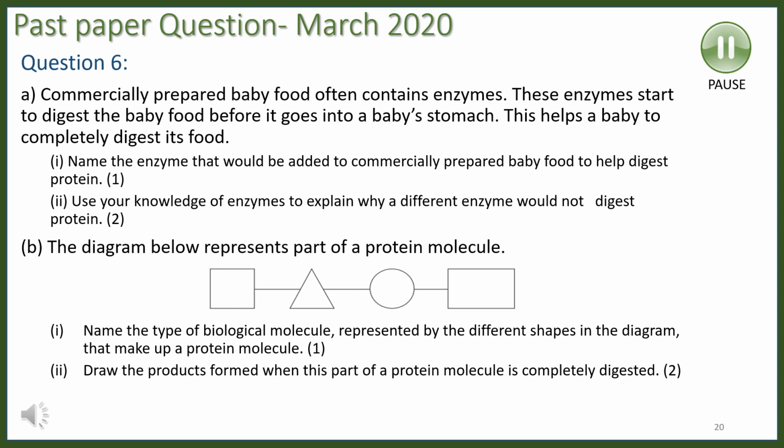Now, I do want you to just be careful. I've seen this happen loads where people just draw random shapes. They have asked you to draw the products formed when this part of a protein molecule is digested. They've given you a picture. It's very simple, and they've asked you to draw this part of the protein molecule. So draw this part of the protein molecule to gain those 2 marks there.